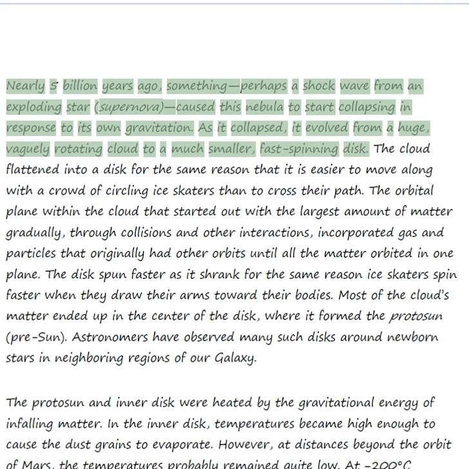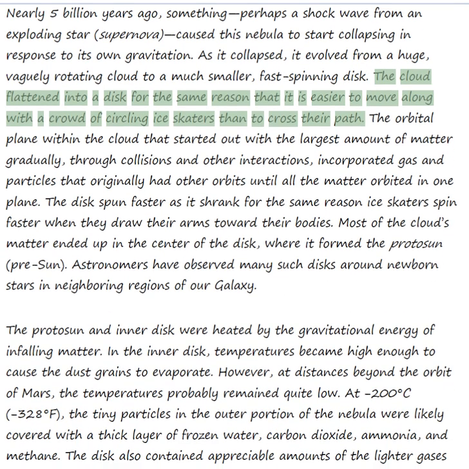Nearly 5 billion years ago, something, perhaps a shock wave from an exploding star, caused this nebula to start collapsing in response to its own gravitation. As it collapsed, it evolved from a huge, vaguely rotating cloud to a much smaller, fast-spinning disk. The cloud flattened into a disk for the same reason that it is easier to move along with a crowd of circling ice skaters than to cross their path.